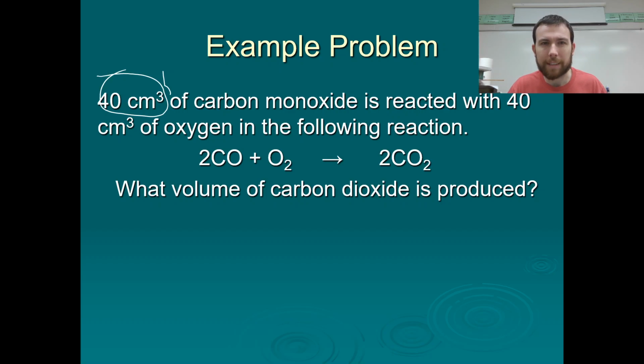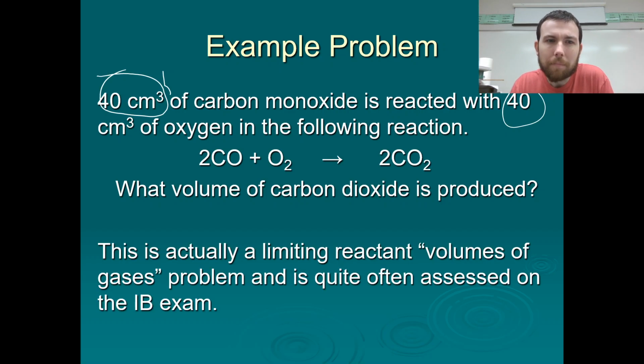Well, you guys are intelligent human beings. You also notice they gave us a second quantity, so we've got 40 centimeters cubed of oxygen. This is a limiting reactant problem, right? They have disguised this gas problem as a limiting reactant problem. Maybe they didn't disguise it very well, because we noticed there were 2 things that were given, but I digress.